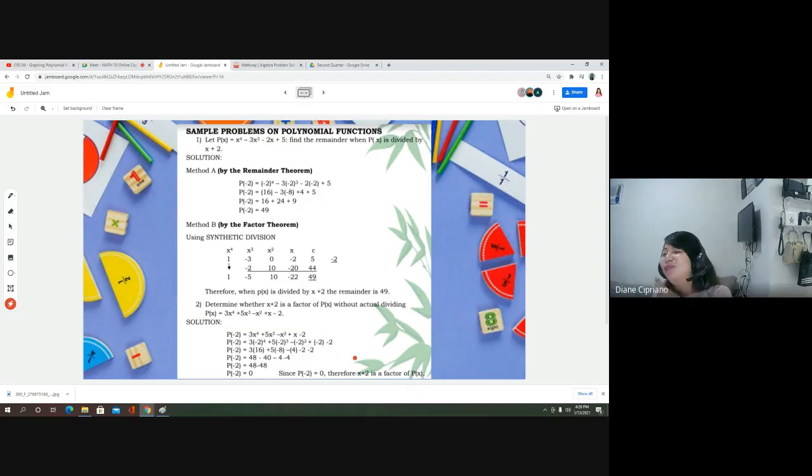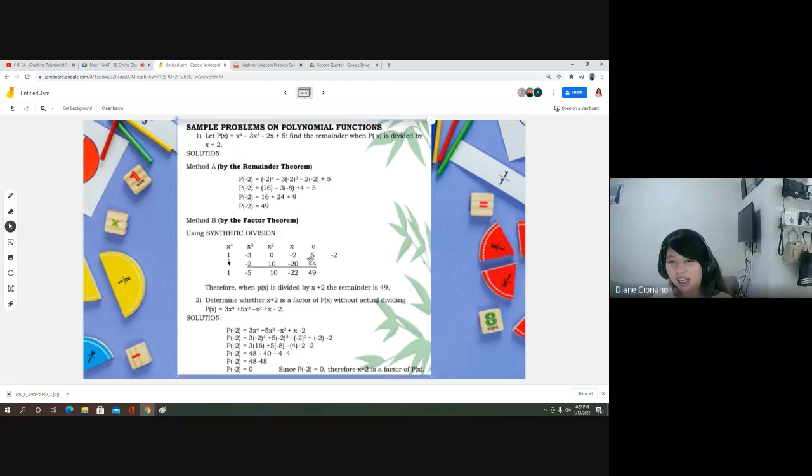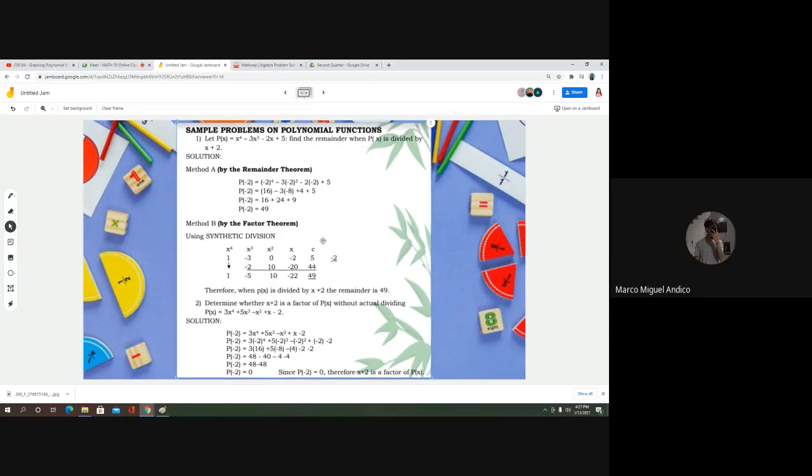Question for this sample problems of polynomial functions. May tanong po ba? Siyempre wala. May tanong po ba? Hello? May tanong po ba dito? Hello? Anong wala? Galit ka ba? Hindi po, ma'am. Anong wala? Sabi ko, wala po.